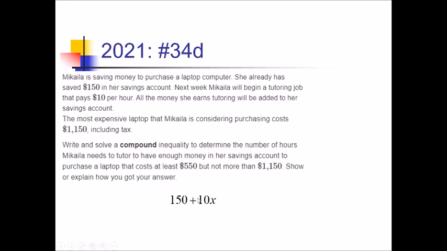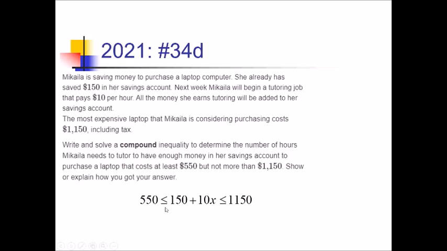That's 150 plus 10x. And now that all has to be greater than or equal to 550. So I can also write that as 550 is less than or equal to 150 plus 10x. And now my 150 plus 10x, we don't want that to be more than the maximum cost of the laptop. So we'll write less than or equal to 1150. And now we just have to go ahead and solve this.